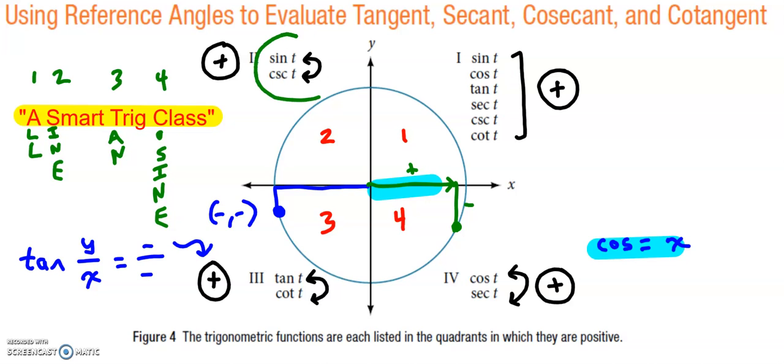So a smart trig class will help you remember going counterclockwise around the circle that you have all positive. Here, sine, cosecant are positive. Here, tangent, cotangent are positive. And finally, C in class stands for cosine. So cosine and the secant, which is 1 over the cosine, are both positive.